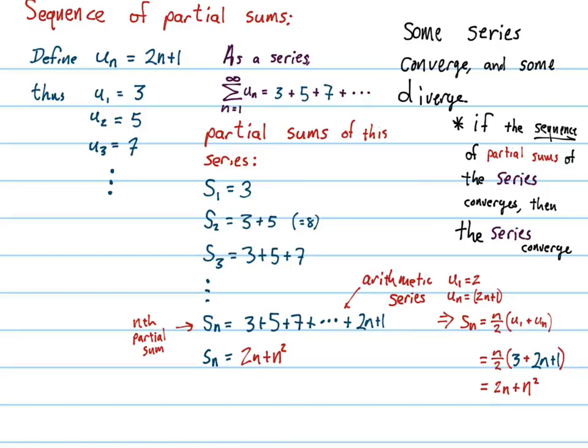Here's the big idea: if the sequence of partial sums of this series converges, then the series itself converges. In other words, if we take the limit of s sub n, and it actually has a limit, then we can say that the series converges, this series up here, which is the sum of all numbers in the sequence. So, in this case, the limit as n approaches infinity of this quadratic expression here is going to be infinity, and therefore we assume divergence.